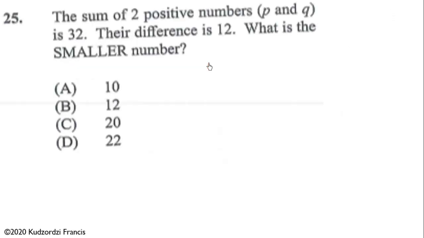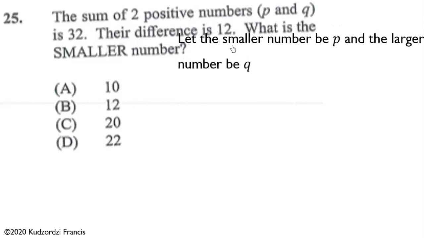Now let us proceed with question 25. The sum of two positive numbers p and q is 32. Their difference is 12. What is the smaller number? So let the smaller number be p and the larger number be q. We are doing that assignment ourselves.